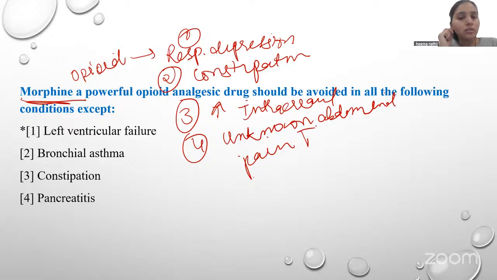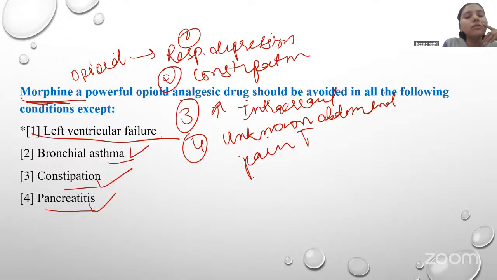So we should not give it in any condition like bronchial asthma because it creates bronchospasm. Constipation, it already causes constipation, so we cannot give it for the treatment of this. Pancreatitis is one of the abdominal pain conditions, so we cannot give it because it is going to increase the intrabiliary pressure also. We can give this drug in case of left ventricular failure.